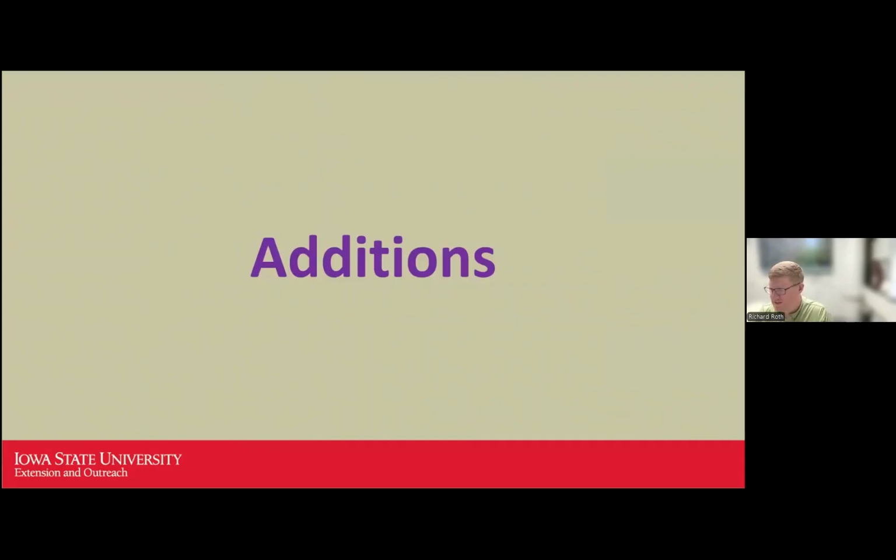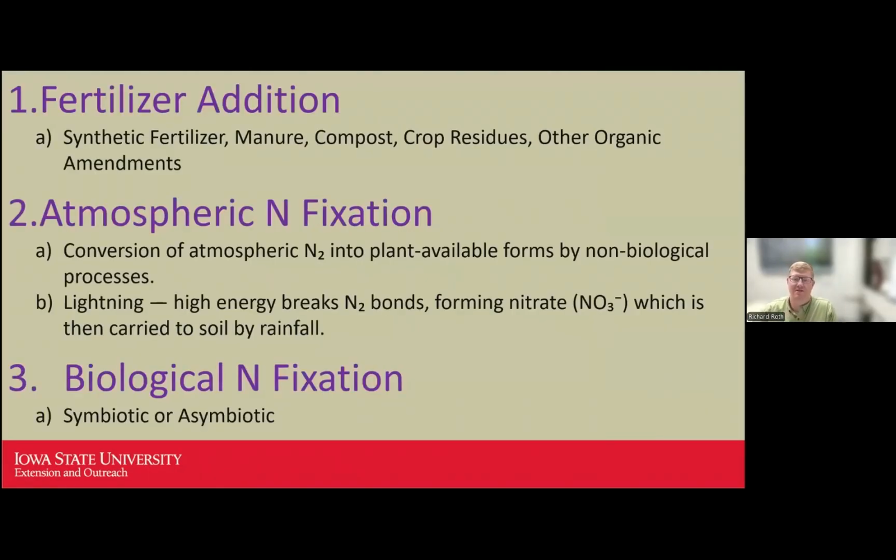That was that purple box on the diagram. And this one is going to be the simplest of them all. So how do we add nitrogen to our soils? It's pretty easy. There's three main pathways. Number one is the addition of fertilizer. That could be synthetic fertilizers. That could be organic fertilizers like manure, compost, or other types of amendments. And then also the return of crop residue. So that could be cash crop residues, or that could also be cover crop residues.